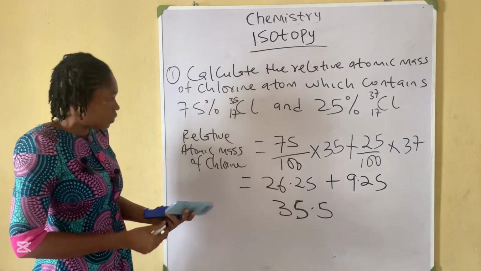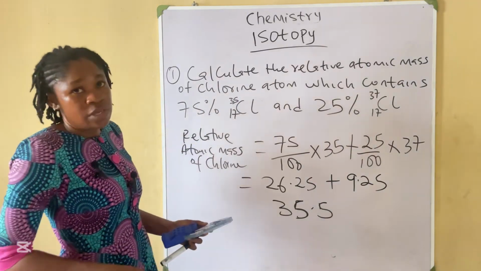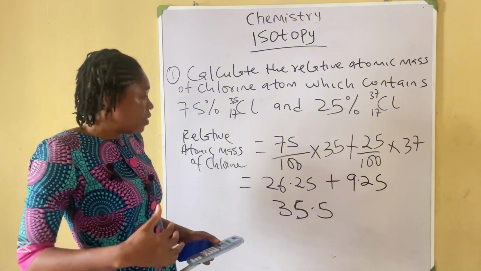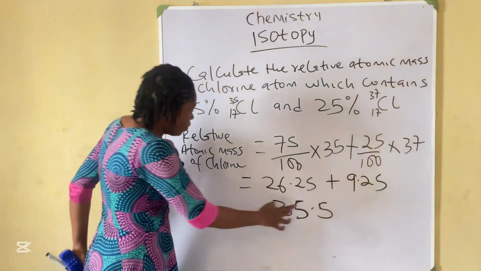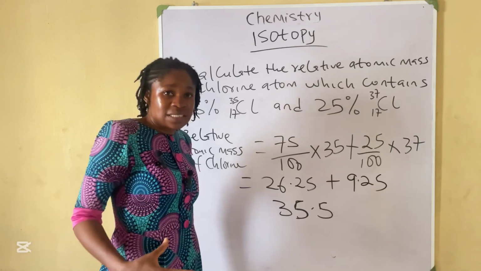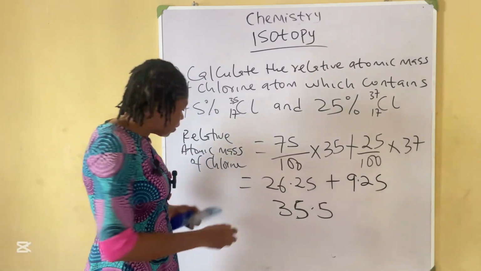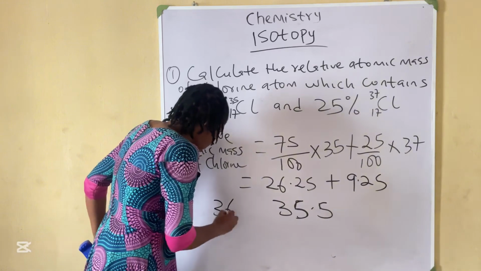35.5, no units. Remember, relative atomic mass does not carry any unit. Look, this is 35.5. I want to state that the relative atomic mass of an element is not a whole number ratio. You will not see a whole number like 36 or 35.